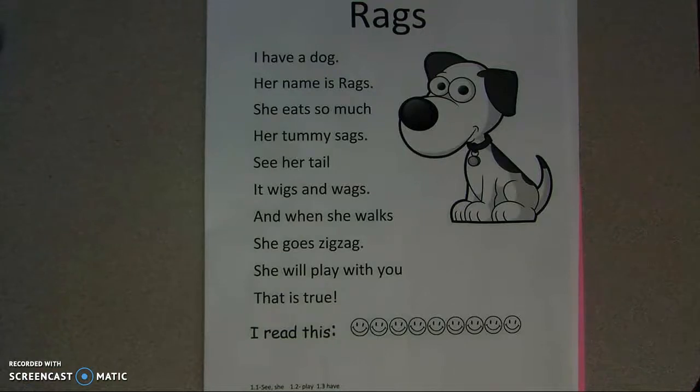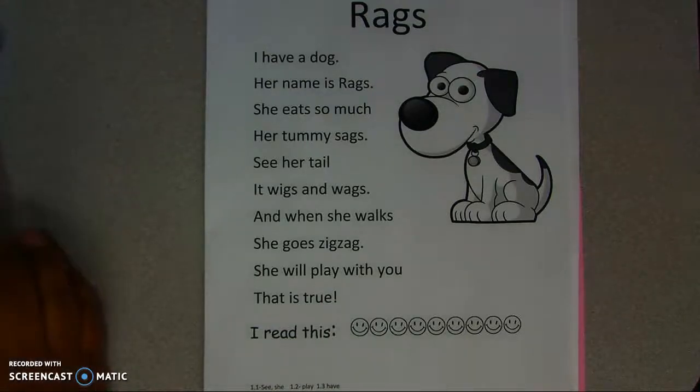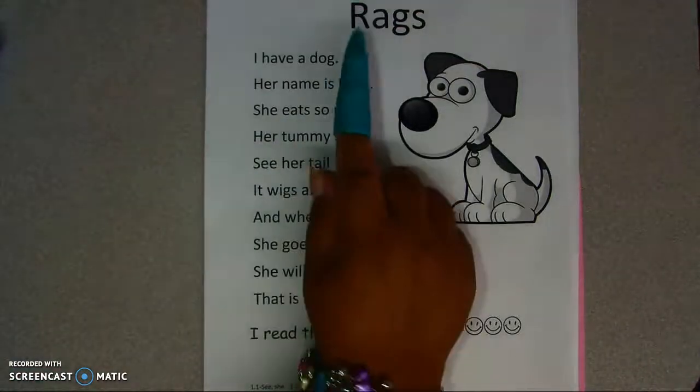This is called Rags. So get your finger pointers. I'm going to read it one time, and then we'll go through and we will find sight words we know, words that we can blend, and maybe places that we need to add pictures so we can remember what the word is. Okay, so here we go.